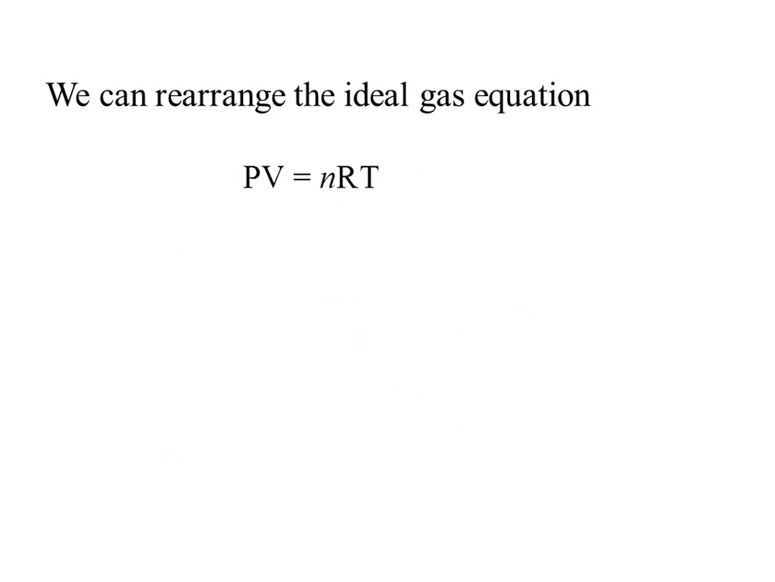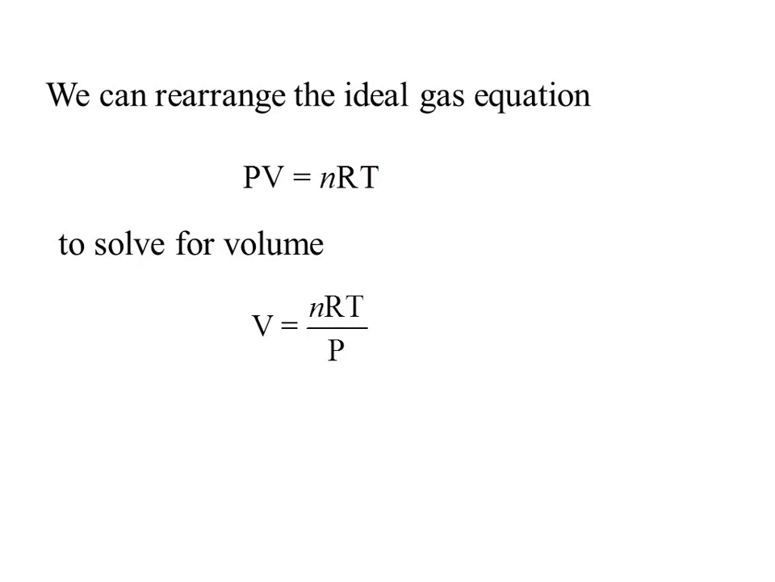So PV is equal to nRT. We just got to be careful about our algebra. Okay? So what I would do then is multiply both sides by 1 over P. That makes sense? Because then I get V by itself. Okay?